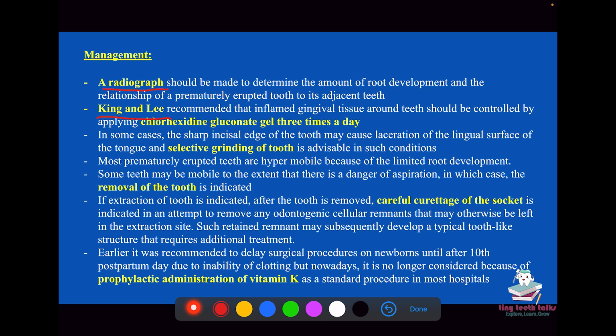Most prematurely erupted teeth are hypermobile because of the limited root development. Some teeth may be mobile to the extent that there is a danger of aspiration, in which case the removal of the tooth is indicated. If extraction of the tooth is indicated, after the tooth is removed, careful curettage of the socket is indicated in an attempt to remove any odontogenic cellular remnants that may otherwise be left in the extraction site. Such retained remnants may subsequently develop a typical tooth-like structure that requires additional treatment.